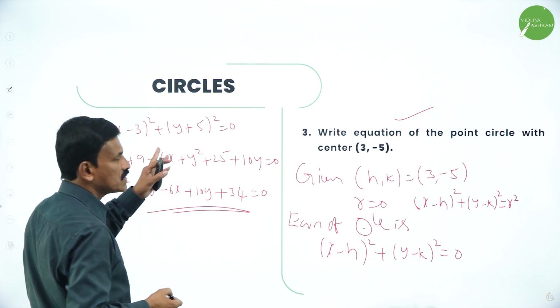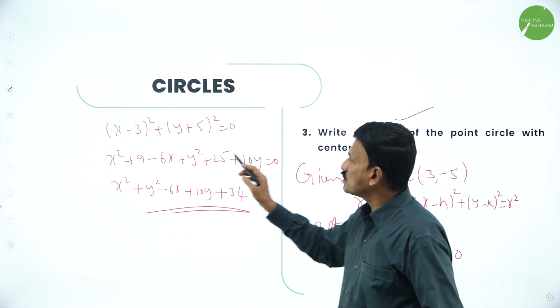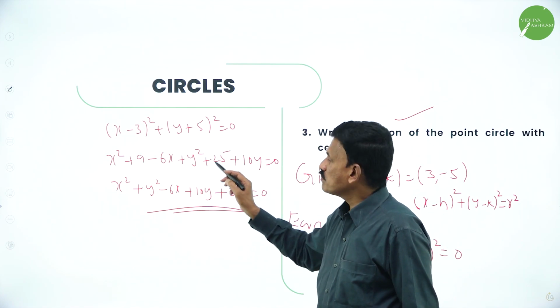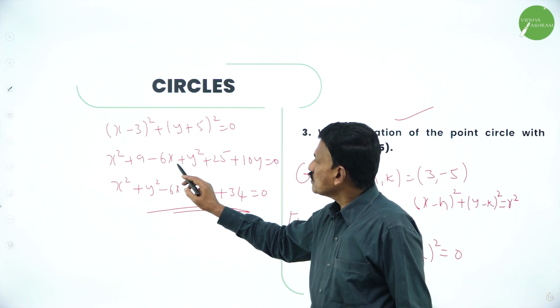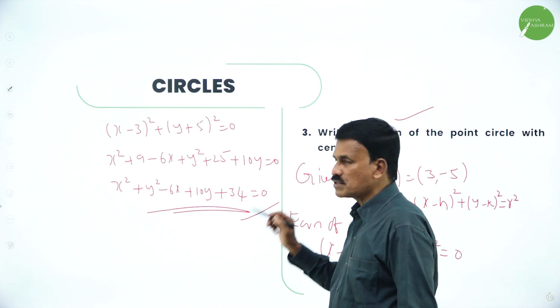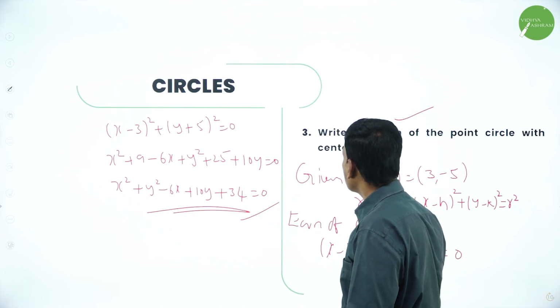Then x minus 3 whole square plus y minus into minus, plus y plus 5 whole square is equal to 0. Using a square plus b square plus 2ab, a minus b whole square, a plus b whole square: x square plus y square minus 6x plus 10y, 25 plus 9 is 34, is equal to 0, is the required equation of a circle. Now move on to the next problem.